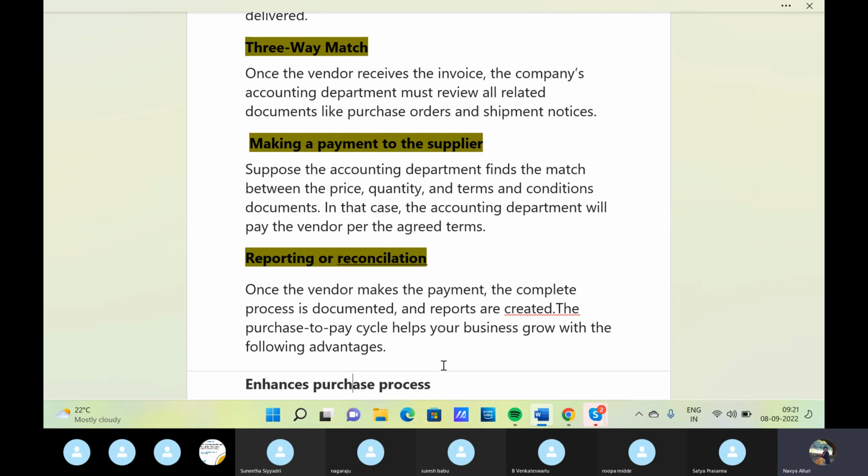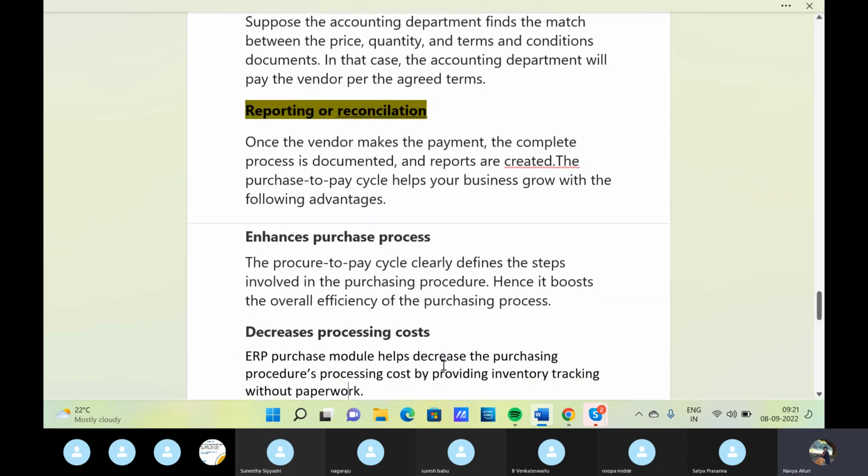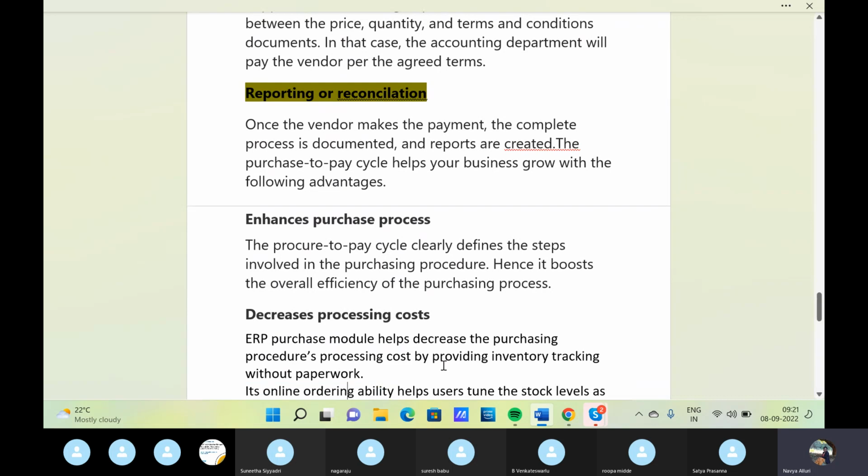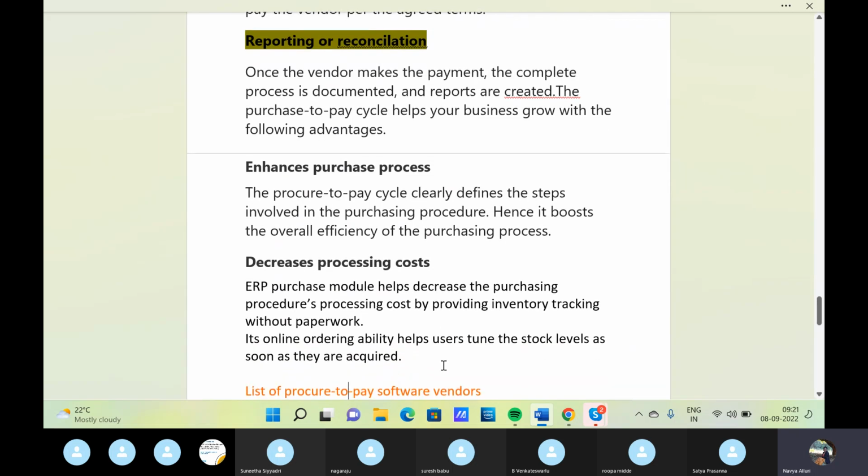This process is handled in the accounting department. Reporting or reconciliation is also useful for its advantages: it enhances the purchase process and decreases the processing cost. It clearly defines the purchasing procedure, and it boosts the overall efficiency of the process while decreasing the processing cost.